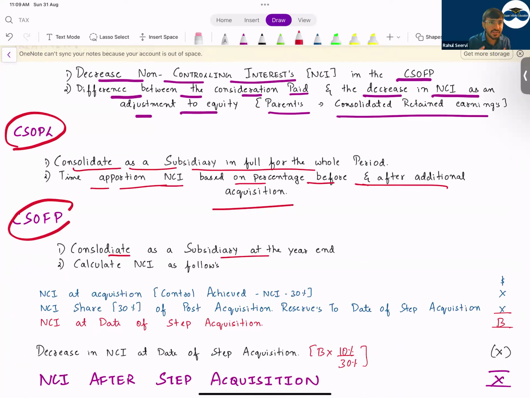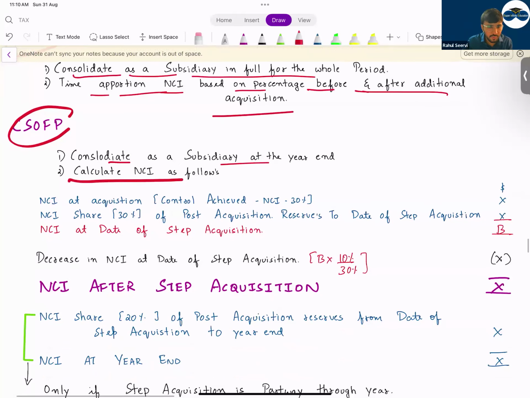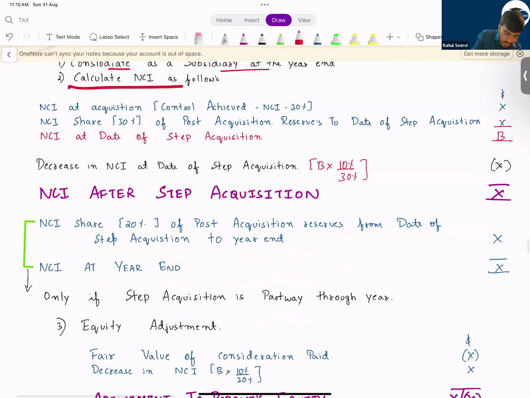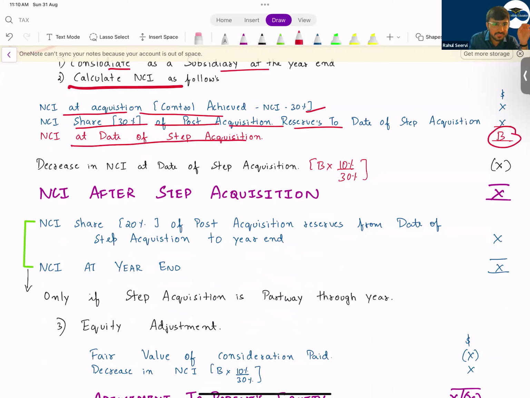But when we do consolidation, can I say the post acquisition profits, we have to see properly the NCI percentage, etc. So calculate NCI as follows. This is the calculation, the form which you have to follow. First, you will write down what's an NCI at acquisition. When you acquire the control, let's take 2 years ago, we had control. So you will take at that date what is the value of the NCI. For the 2 years, you will give the NCI the post acquisition part from the date of acquisition till the date of step acquisition. Then NCI at the date of step acquisition you'll be getting.